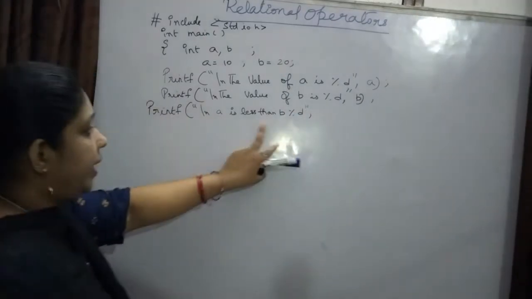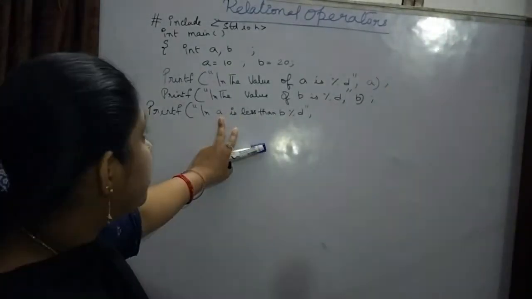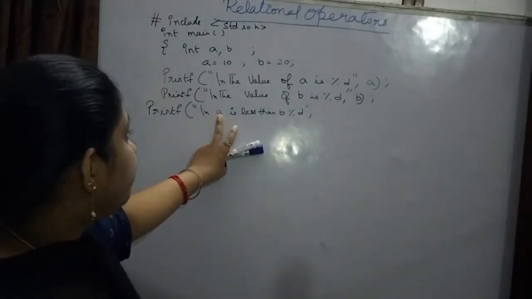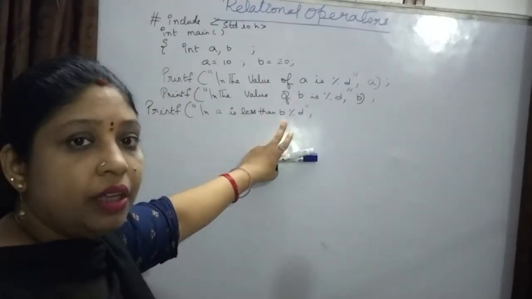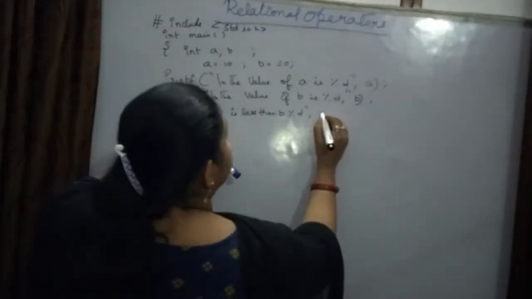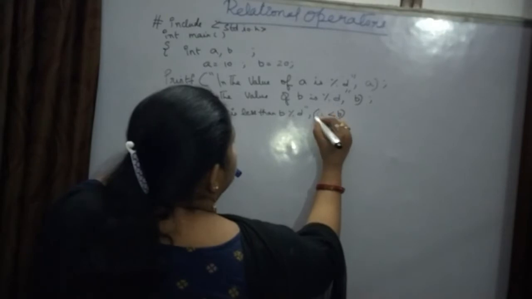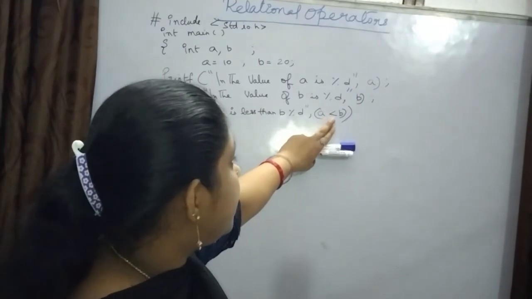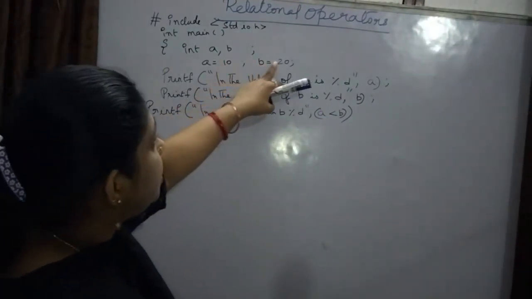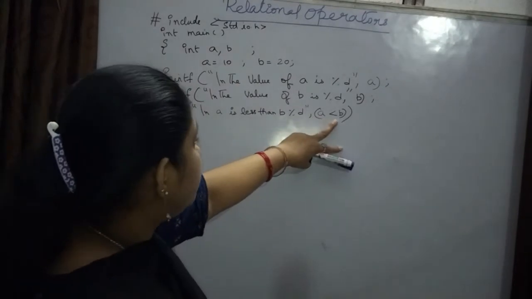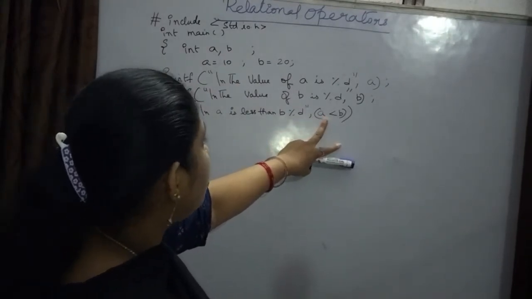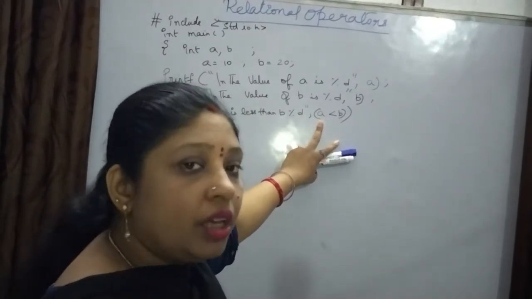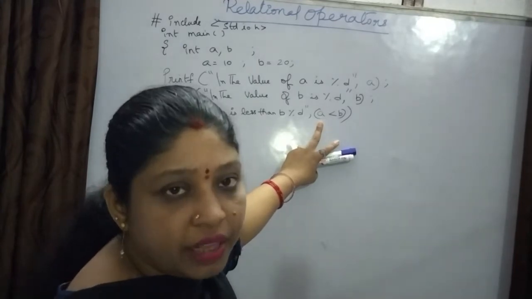So what is the usage of this, what is the purpose of relational operators here? Now here I am checking the condition. If a is less than b, then see, I will complete this one. A is less than b, I am giving here. Now what is that condition here we are giving? A is less than b, that means a is 10, b is 20. So now a is less than b means this condition is satisfying or not. If this condition is true, it will return the value 1. If this condition is false, then it will return the value 0.